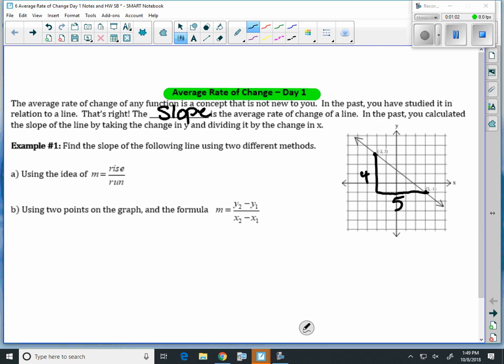Now, taking a look at this line, should our slope be positive or negative? It should be negative because it's going down from left to right. So for rise over run, we would get negative 4 over 5.